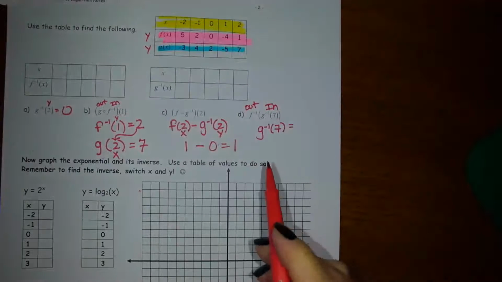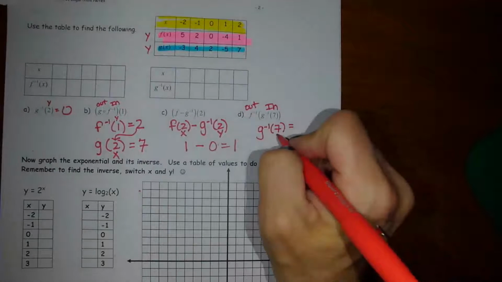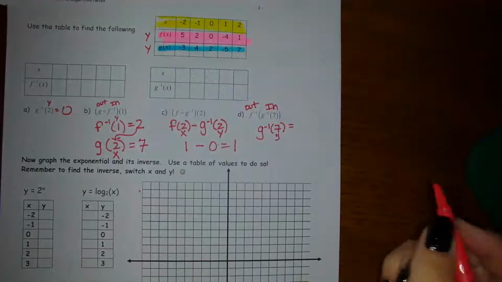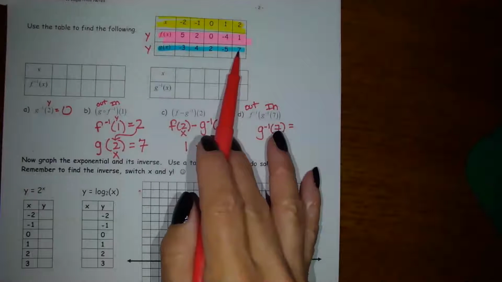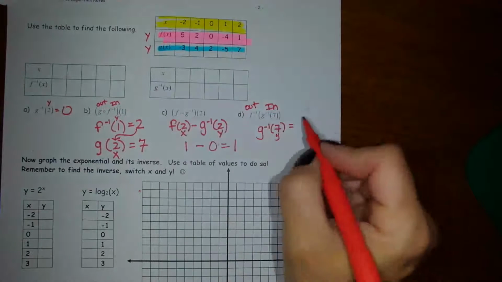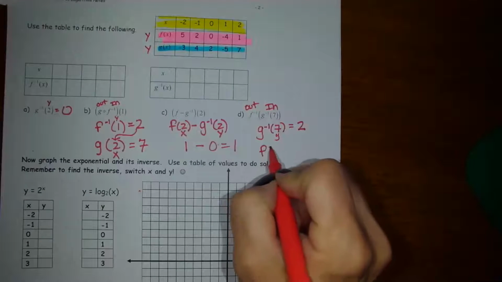Now, because this says inverse, the 7 is an x or a y? Because it's an inverse, the 7 is y. So go find a g where it equals 7. Right there. So go back up and the x is 2. Now we're going to take that 2 and plug it into the outside.